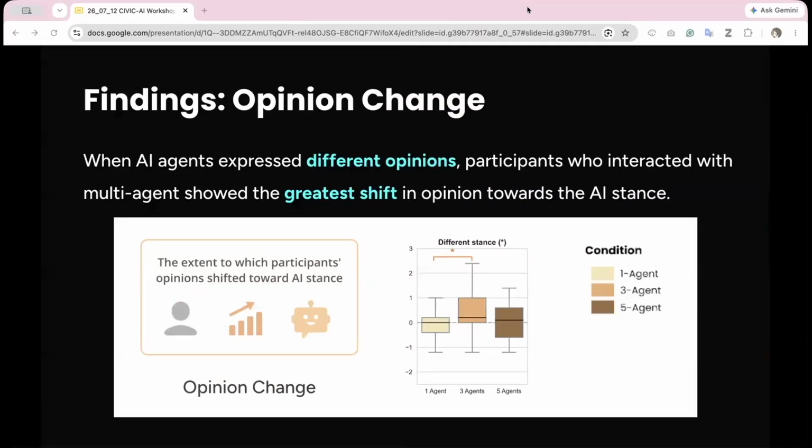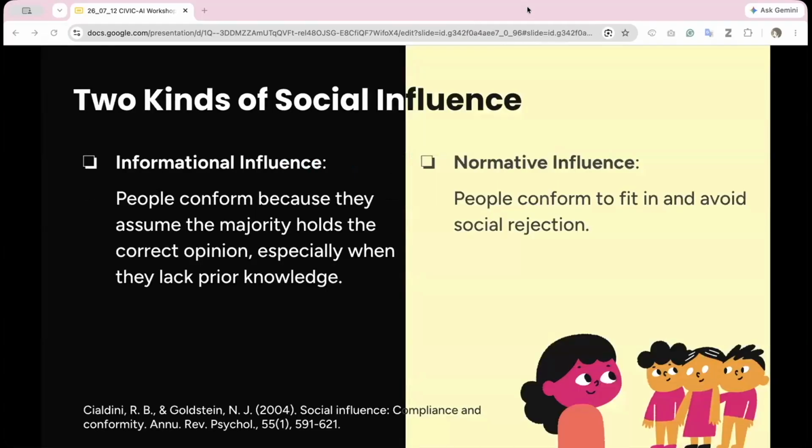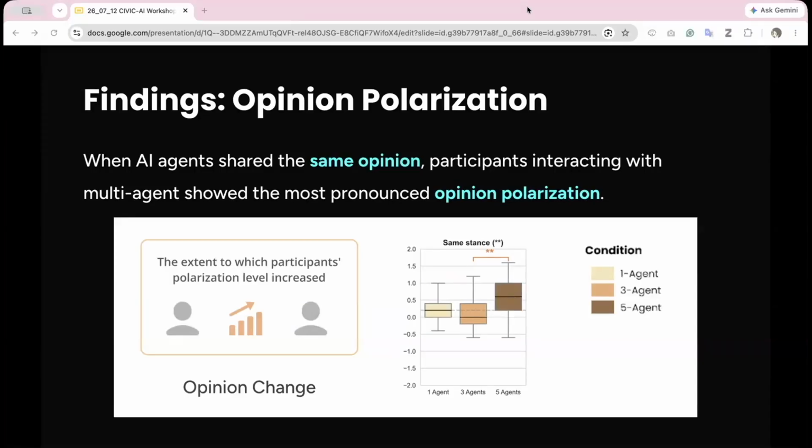Something very interesting about our findings is, first, that discussing with multiple agents leads to greater opinion change when all the agents share the same stance. As you can see in the screenshot, those in the five-agent condition changed their opinions. Also, when the agents have the same opinion as the users, it leads to increased opinion polarization. So you can think about it like this: when multiple agents agree with you, you're just more confident about yourself. This still seems like a very intuitive result.